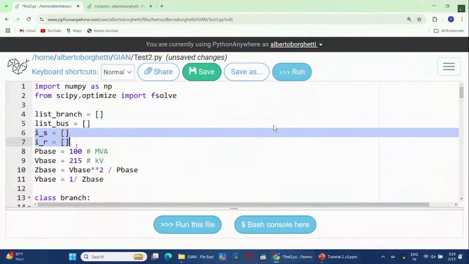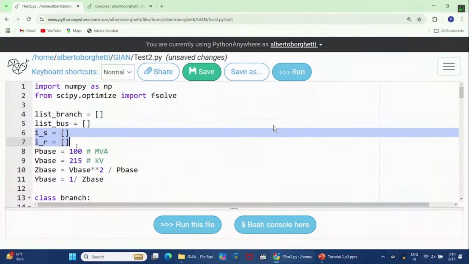It is receiving and sending, but we are not classifying in receiving and sending bus in the power flow. What is the classification of the buses in the power flow? Two letters: PQ and PV. So there are buses in which we fix both active and reactive power, and buses in which we fix the power and the voltage.